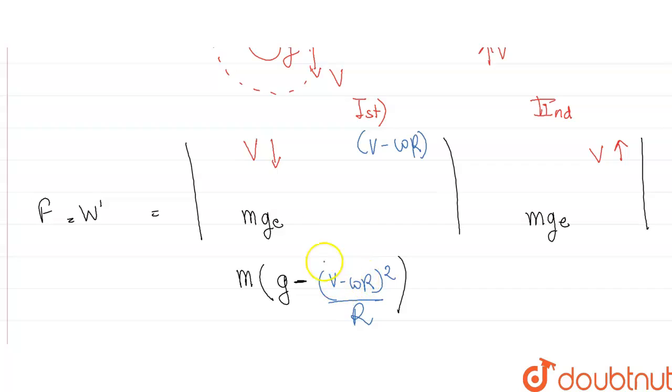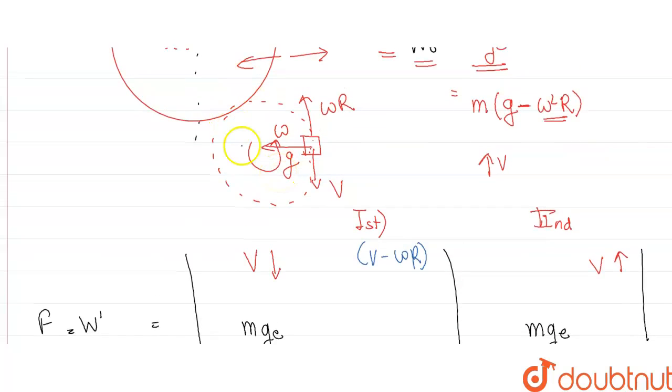This would be the effective g for velocity v in such a direction, or I say when omega r and v are just opposite to each other. Omega r and v are just opposite to each other.